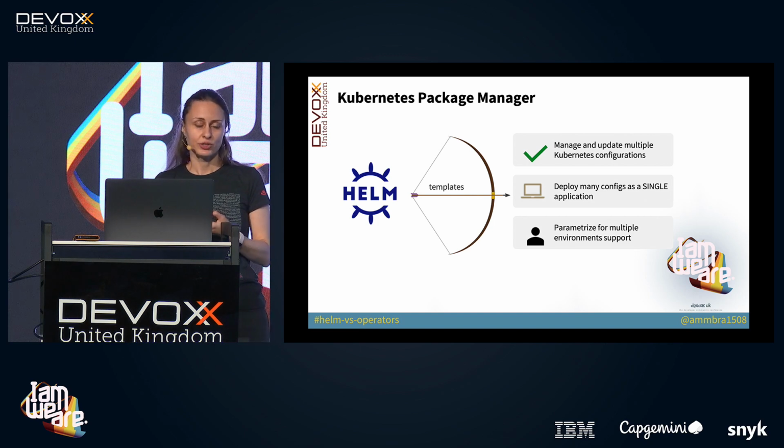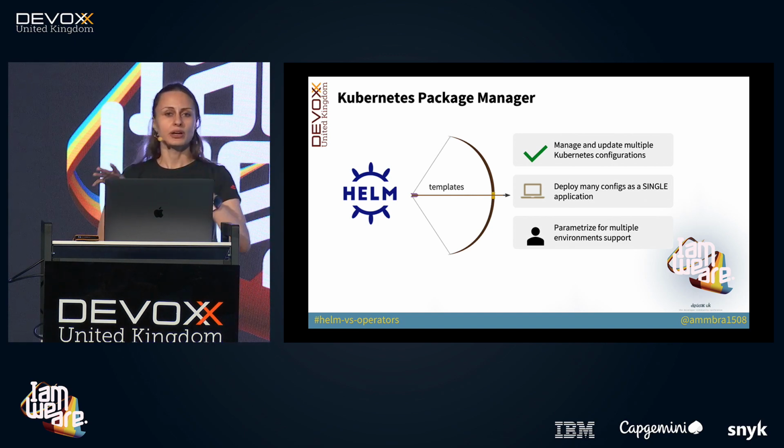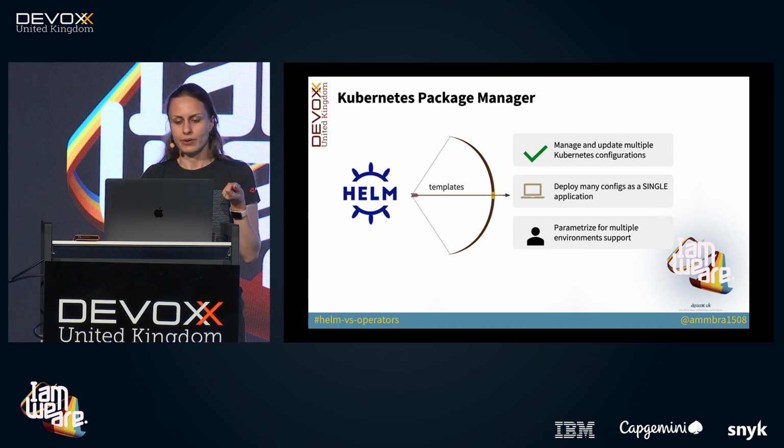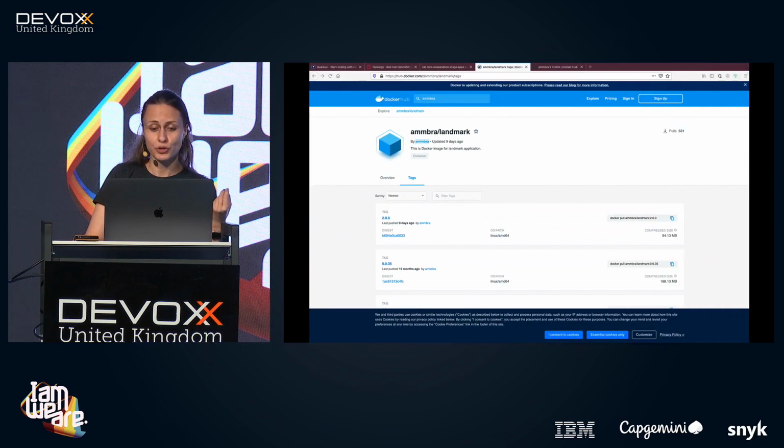And you can also parameterize for multiple environment support. So there's no need for multiple YAMLs with hard-coded values, where maybe you forget one, who knows, and it's very hard to maintain. So this is quite cool about Helm, right? Let me show you that, because this is a Tools in Action session, and I need to show you things.